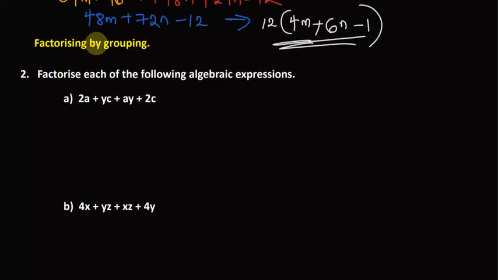Factorize by grouping. The question is, factorize each of the following algebraic expressions. 2a plus yc plus ay plus 2c.